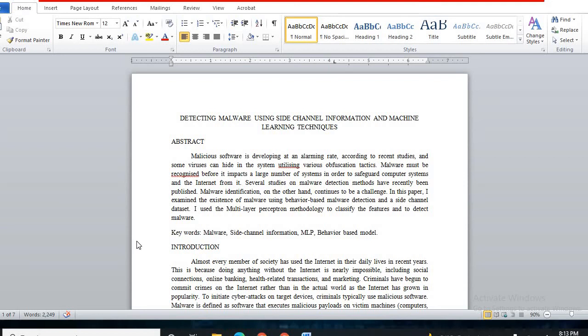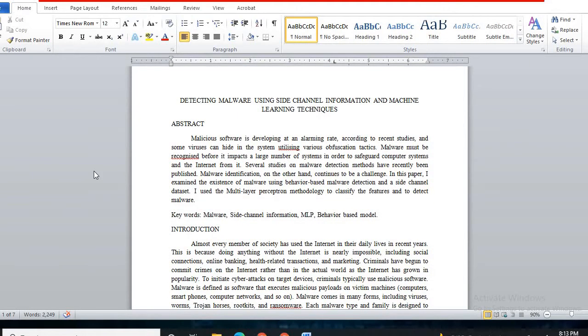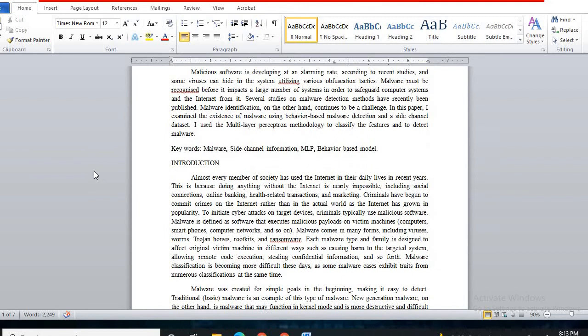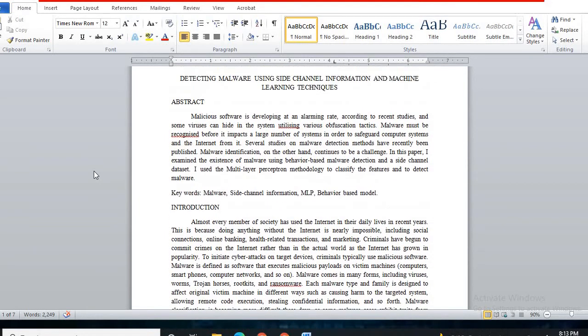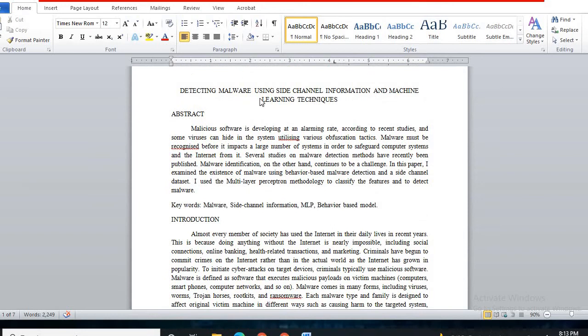Welcome. Today we are going to see how we can detect malware using side channel information and machine learning techniques. It is a very common topic, so you can use it for your papers, your project, or your assignment, whichever you are going to do. Here, I am going to detect malware using side channel information and machine learning methods.